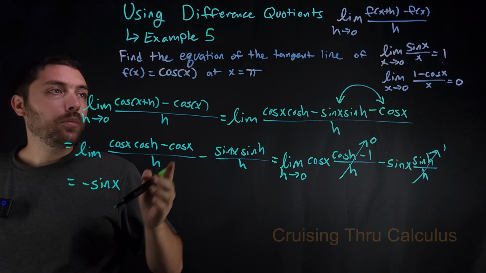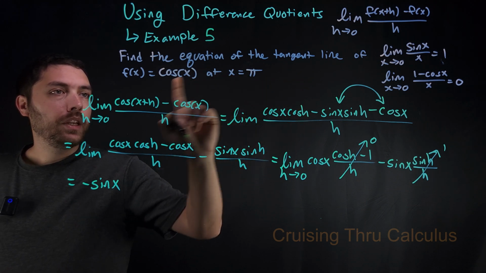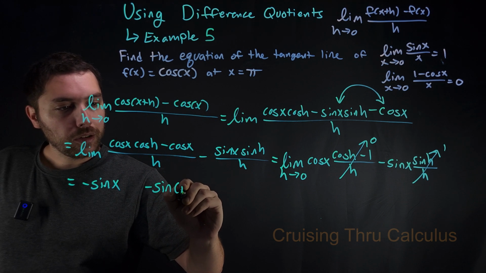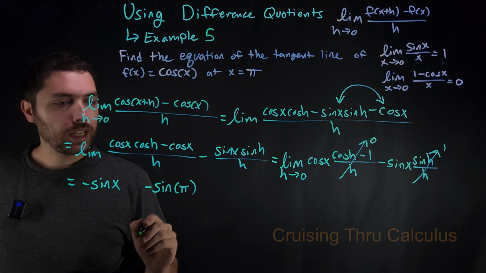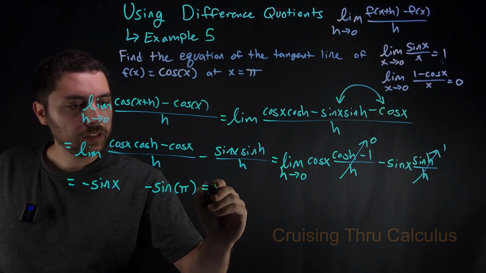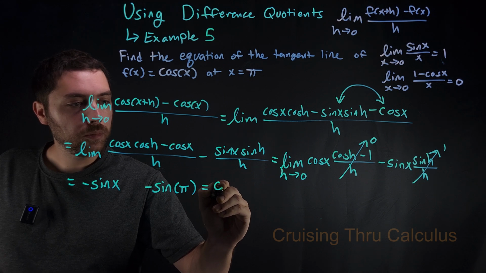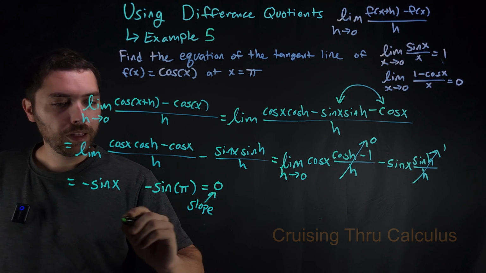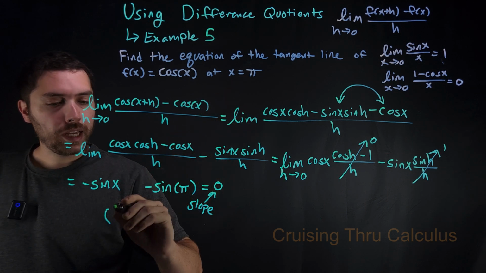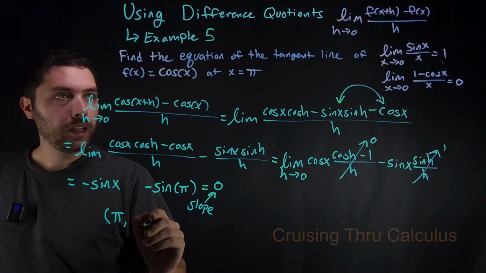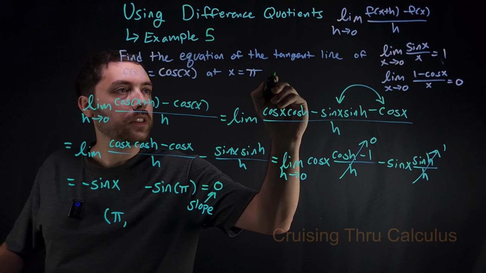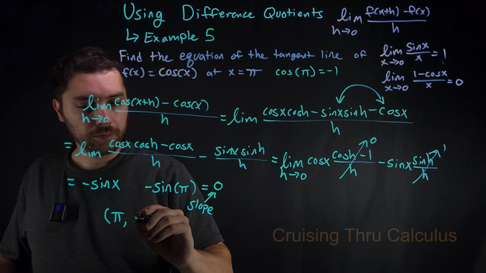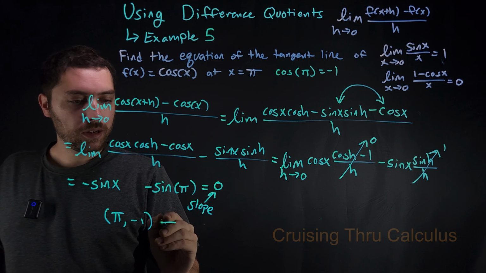But we're not done. We have to find the equation of the tangent line. So let's plug pi into this answer that we got down here, and that will tell us the slope of our tangent line. Let's see here. The sine of pi is 0. Negative 0 is still 0. So here's our slope. Now for our point, I do know the x-coordinate. It's pi. Let's go ahead and plug that into cosine of x and see what we get. That should be negative 1. So that right there is our point.